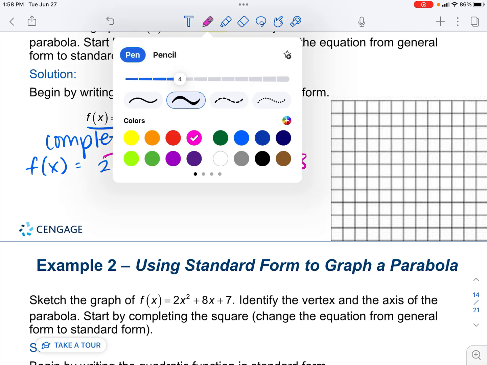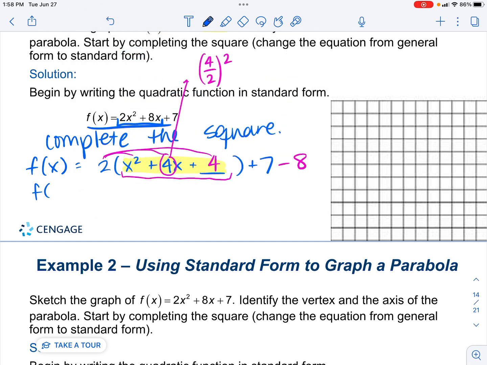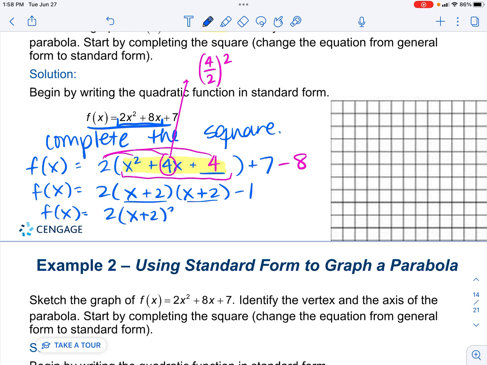So now I'm going to factor just what's in the parentheses. So it'll be x plus 2, x plus 2. Outside the parentheses, I have a minus 1. And then you see those are identical, so you can combine them and write them as 2 (x plus 2) squared minus 1.